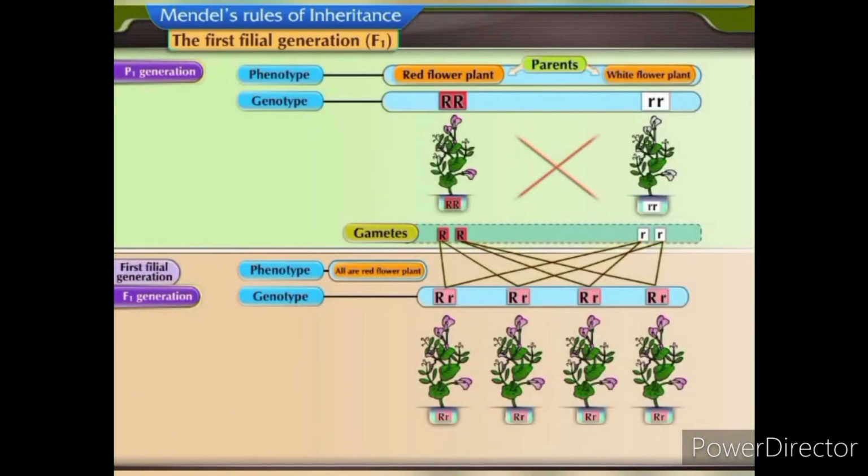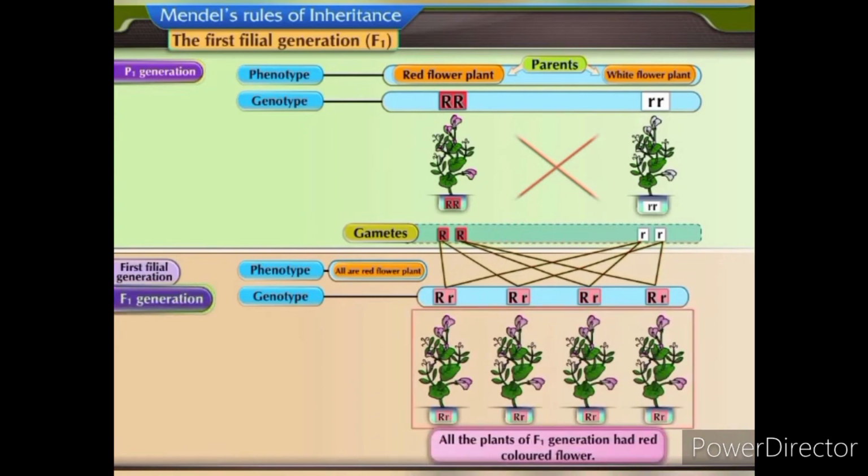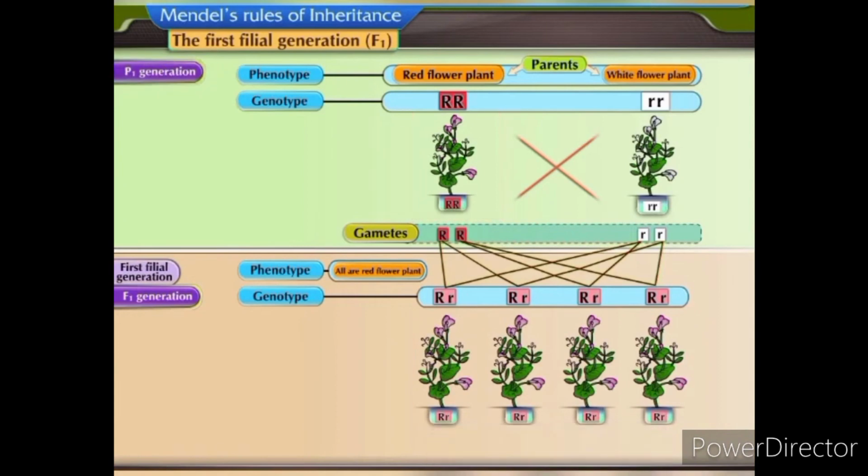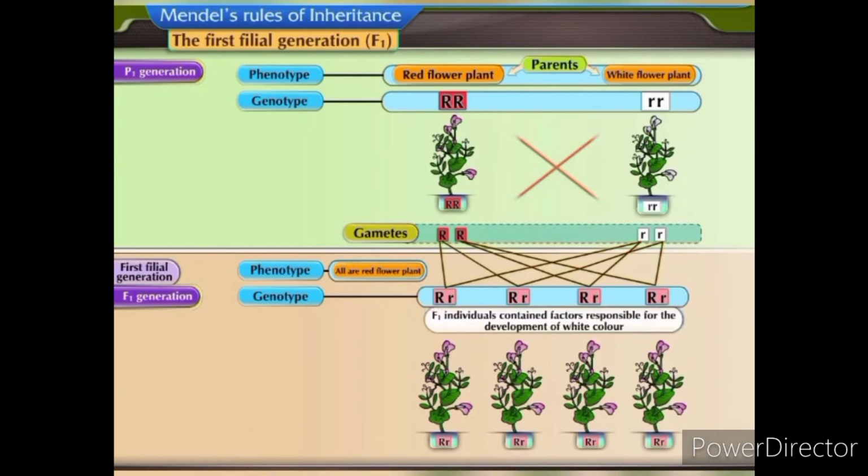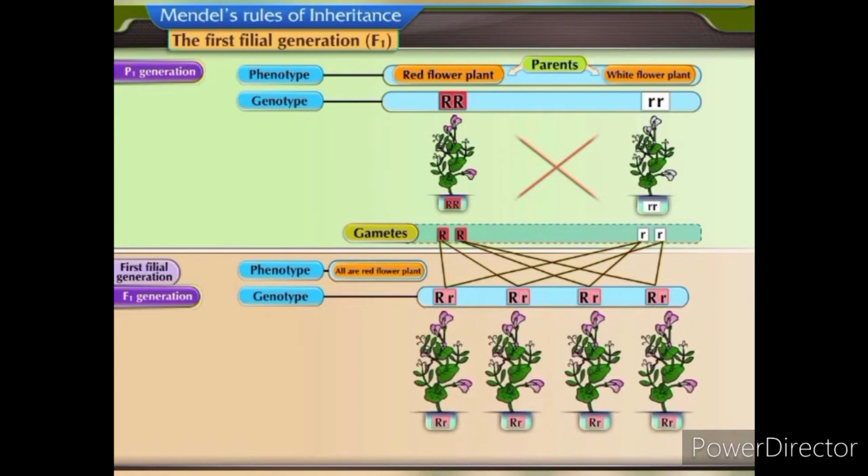During his experiments with pea plants, Mendel noticed that all the plants of F1 generation had flowers that were red in color. These red flowering varieties of plants were different from those of P1 generation. From these observations, Mendel concluded that red color was dominant over white. Although the F1 individuals were bearing red-colored flowers, they also contained factors responsible for the development of white color. That is, their genotype was capital R, small r.